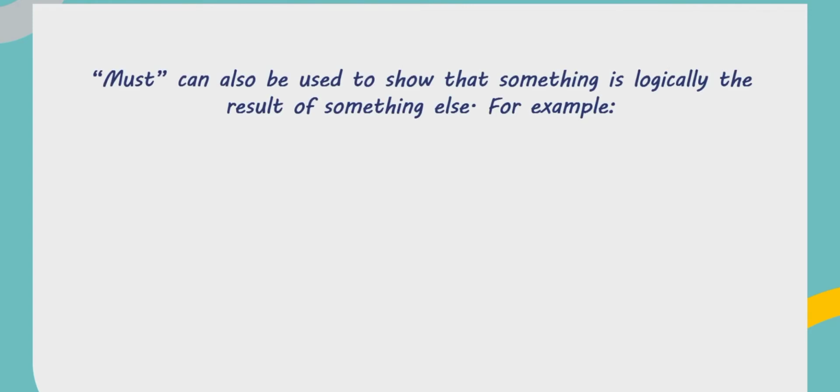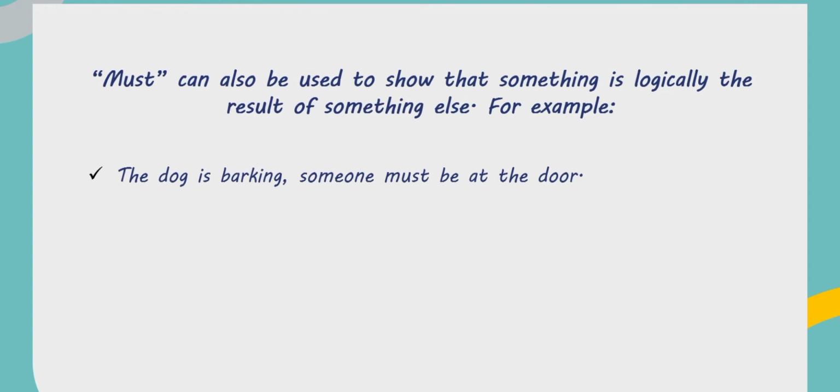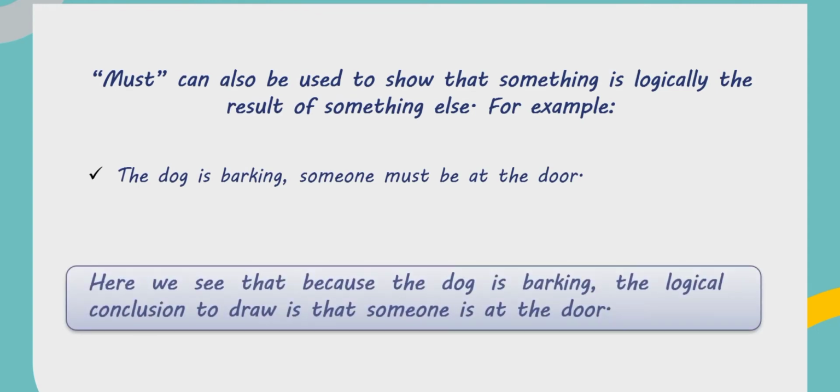However, it can also be used to show that something is logically the result of something else. For example, the dog is barking. Someone must be at the door. Here we see that because the dog is barking, the logical conclusion to draw is that someone is at the door.